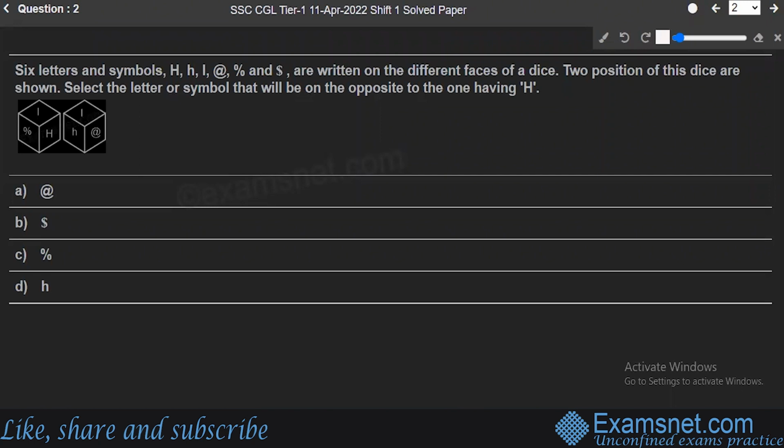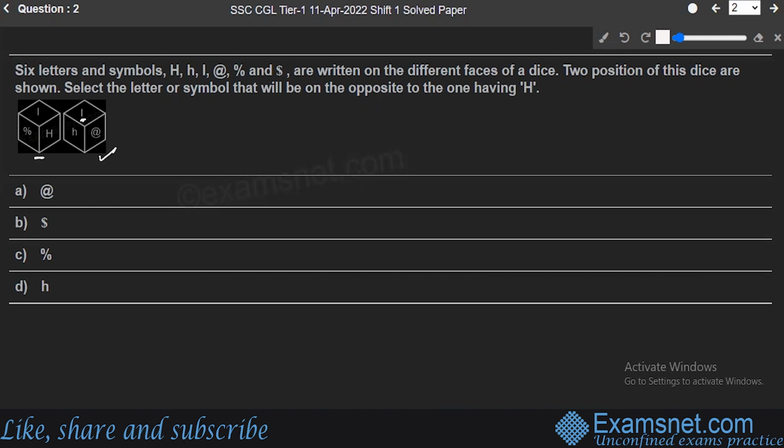Question number 2. 6 letters and symbols, capital H, small h, L, at the rate, percentage and dollar, are written on different faces of a dice. 2 positions of this dice are shown. Select the letter or the symbol that will be on the opposite of capital H. First of all, these 2 positions of the same dice are given to you. Here you can see the position has changed. That means this is the flip over image of the first one.